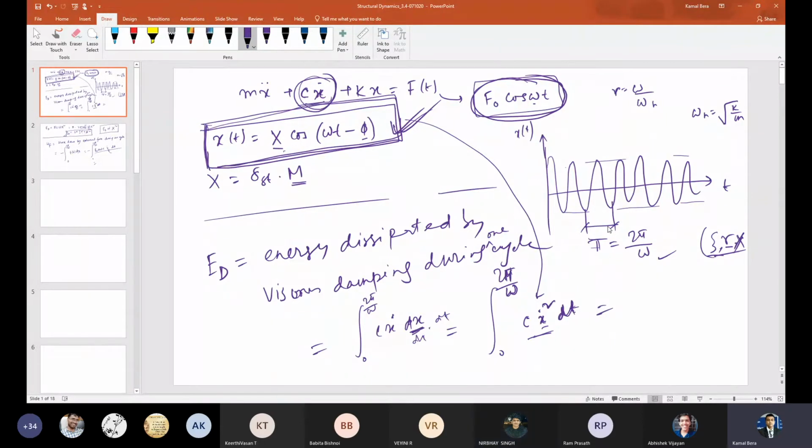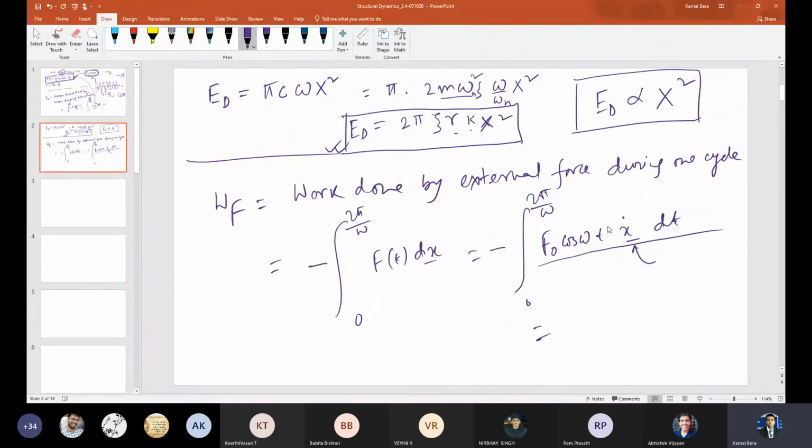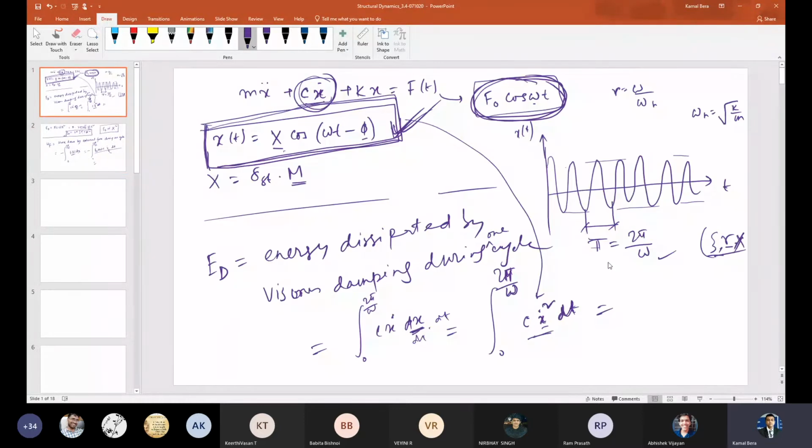x of t equals X cos omega t minus phi. This is the response, right? And this is the force. Not cos omega t, that is the F of t, and dx equals x dot dt. So I'll substitute whatever x dot comes after differentiating the response. Like someone has done this one, right? That c x dot square. So here take c, differentiate x, then substitute there and do it.